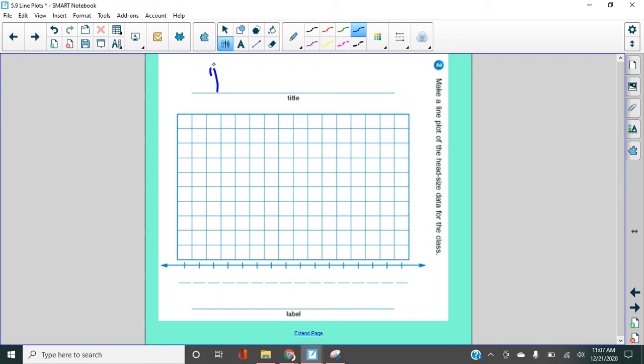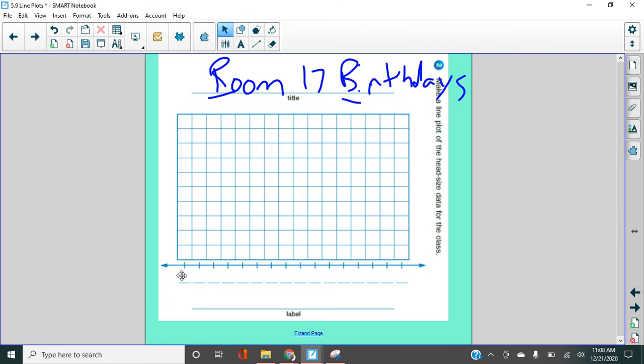So we're going to call this Room 17 Birthdays. Why did I put a capital here and here? Because it's the title. In a title, the first word gets capitalized and the last word gets capitalized. If there were any other important words, they would get capitalized too. Birthday, oh, I forgot an S. Birthdays. And then down here, we're going to label our months.